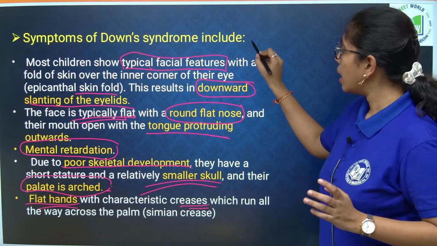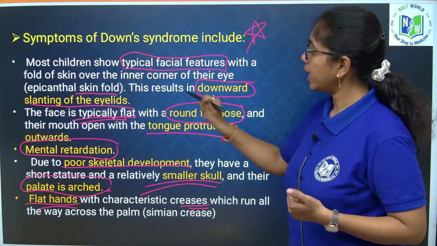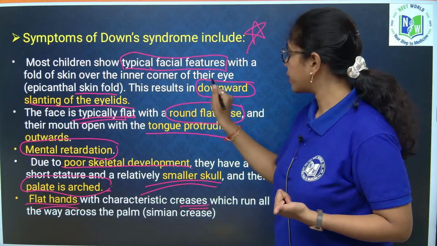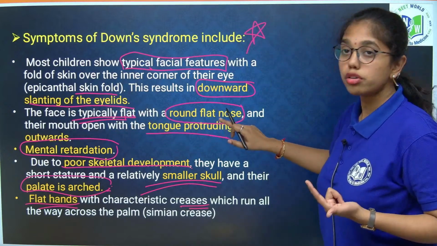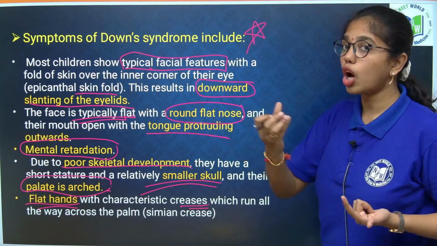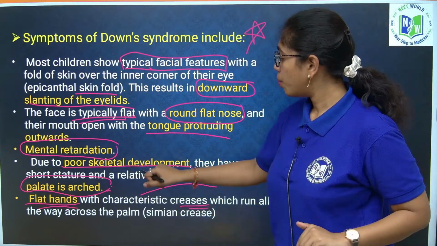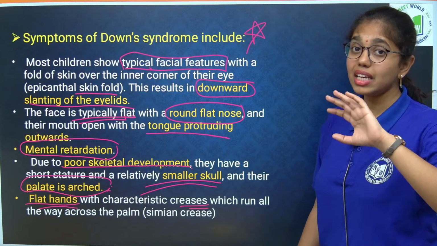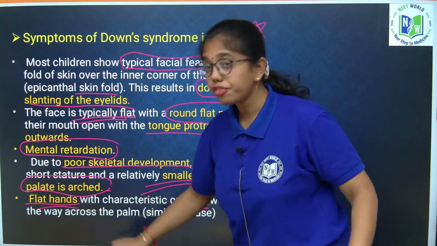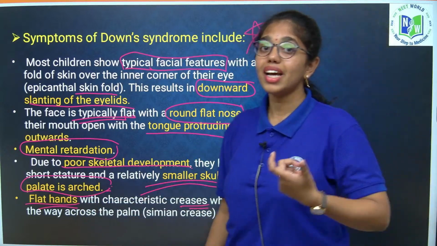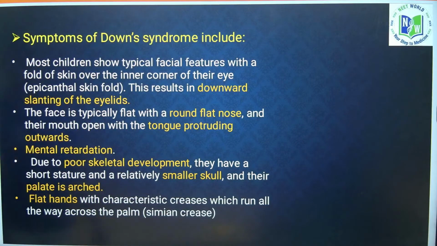You have to remember, many times the questions are asked in match the following, wherein typical facial features like downward slanting of eyelids, second is round flat nose, and tongue is always protruding out. Major symptom is mental retardation, then poor skeleton development, lastly a smaller skull and their palate is arched. They have flat hands with more creases. In NCERT there is a best diagram of that, just look into it, beta.